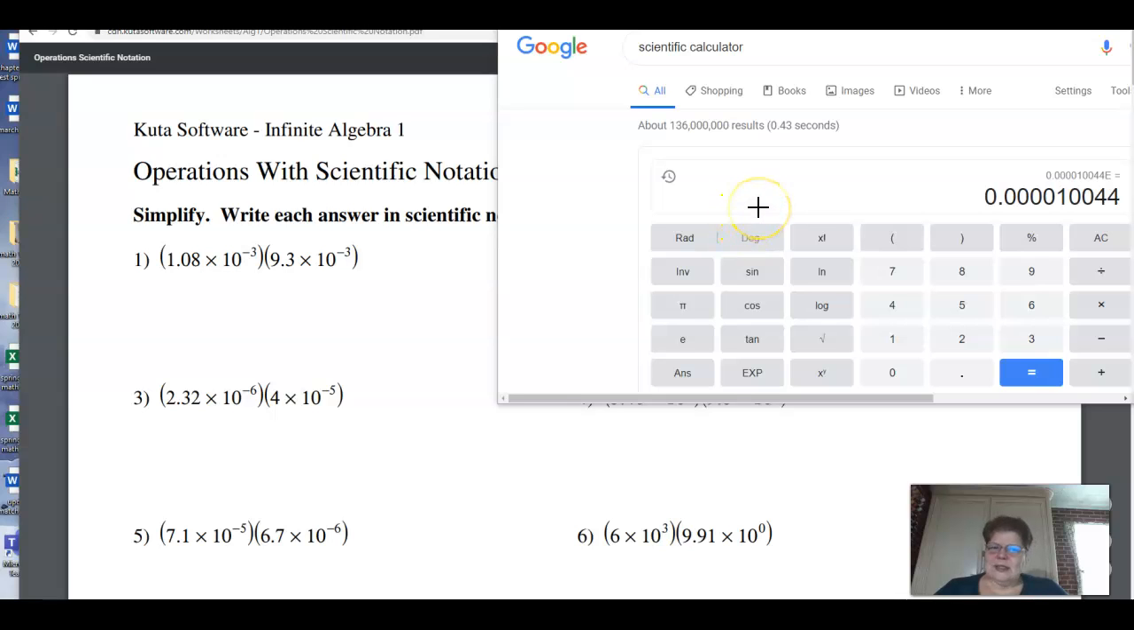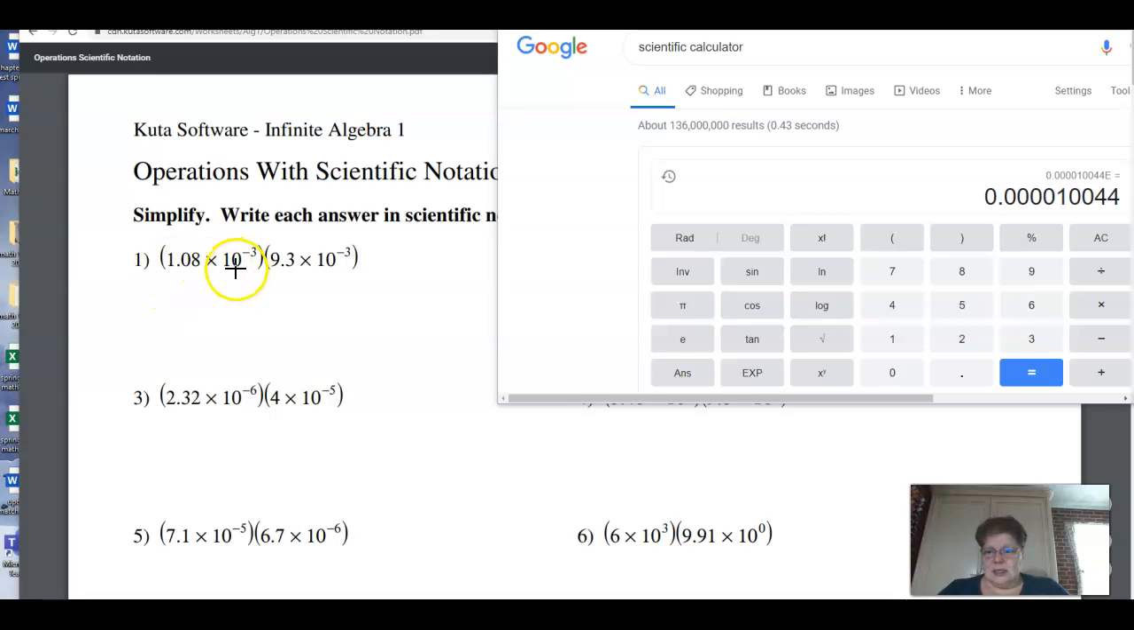The difficult part about today is trying to figure out what your calculator needs, which buttons you need to push in order to make this problem work. So I'm going to give it a shot, and you may need to go to your user guide on your calculator or do a video on your specific calculator to see which buttons you need to push for your calculator.